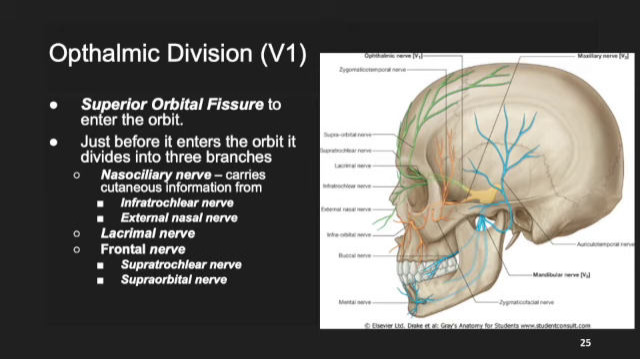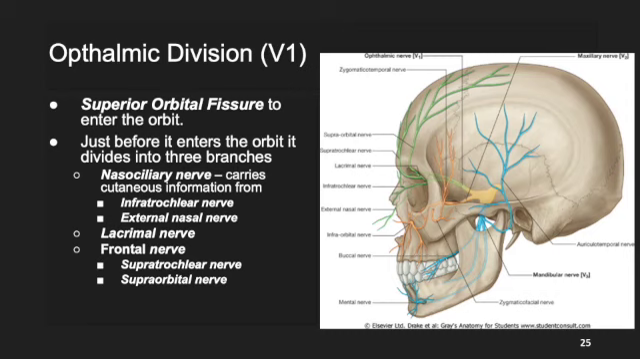So looking at V1, this is called the Ophthalmic Division. So ophthalmic, think ophthalmologist, think eye. Okay? So where the V1 branch enters the orbit, it's going to be the superior orbital fissure. Again, go back to neuroanatomy. Make sure you know all your skull bones. Make sure you know all of your exit points and enter points.